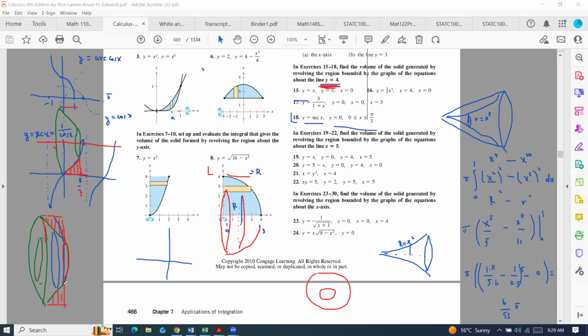So if you make a slice at various values of x, that will run from 0 to 2 pi over 3. So if you integrate from 0 to pi over 3, then you will be taking any value of x in between 0 and pi over 3, and then you will have the function on the outside and the function, the radius, on the inside.